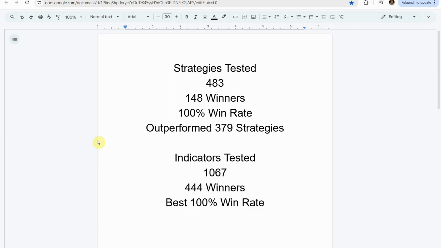Alright, as I said, today we will be testing a crypto day trading strategy. Before we do though, I wanted to put the testing scoreboard up for everyone to see. As you can see, to date we have tested a total of 483 different strategies with 148 of them being winners. The best one so far was able to achieve a 100% win rate. That was achieved using the Academy of Forex indicator on a live trading account, trading the crypto scalping strategy that I'll mention in this video. Since we've been keeping track, it has outperformed 379 of the other strategies that we have put it up against, every single one but one.